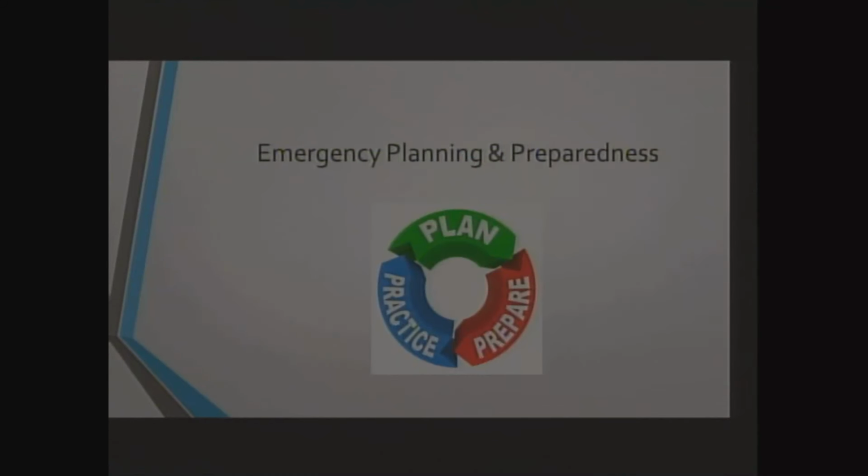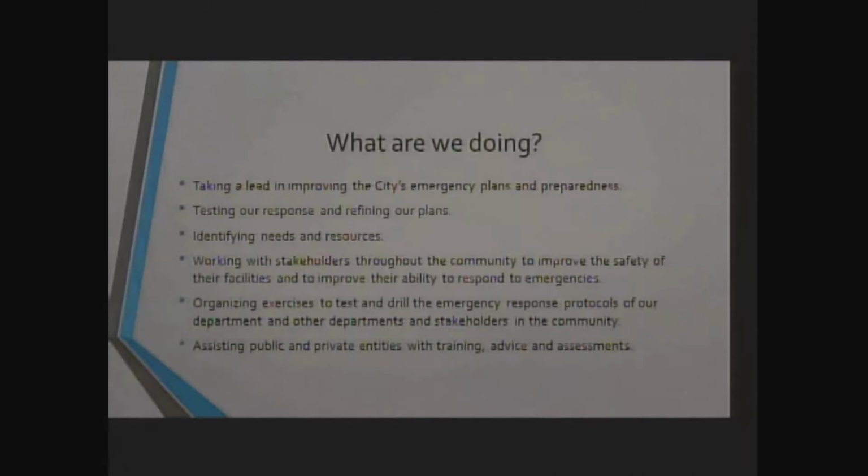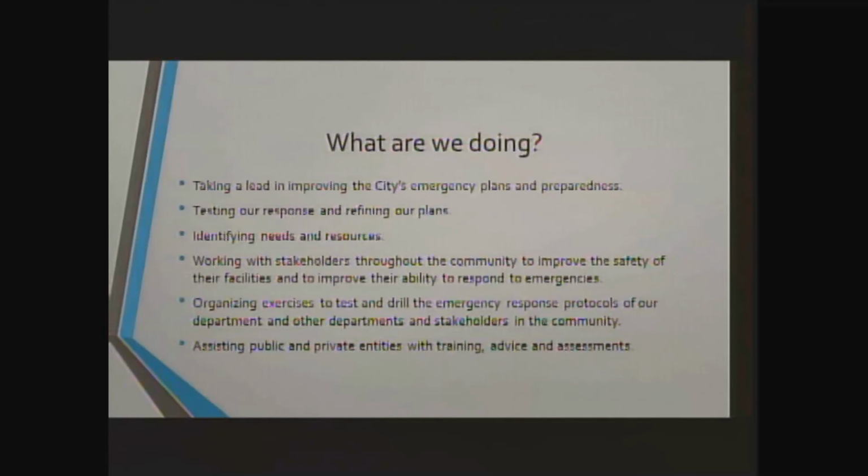So the next part is talking about the emergency planning and preparedness that our department does. We're helping take a lead in improving the city's emergency plans and preparedness, along with those of our public and private stakeholders. We're testing our response and refining our plans. We identify needs and resources to respond to any emergency.